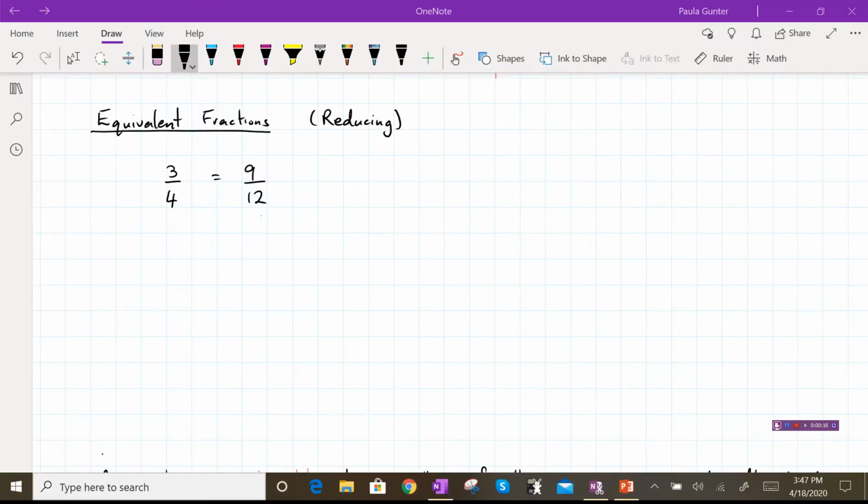Last section we looked at equivalent fractions, but we wanted to build the equivalent fraction. So we started with a smaller numerator and denominator and looked at creating an equivalent fraction with a larger numerator and denominator. And this was called building. In this particular case, remember that we multiplied both numerator and denominator by the same amount, using that fundamental idea in fractions, right? So 3 times 3 gave us 9, and 4 times 3 gave us 12.